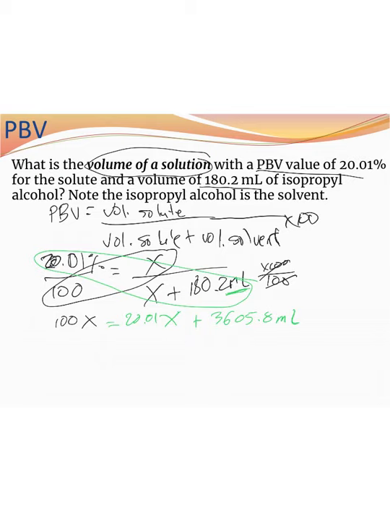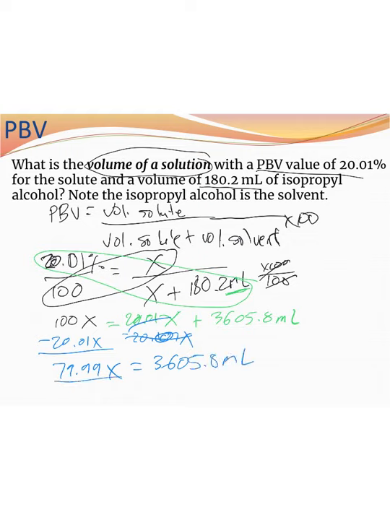So now I want to combine the like terms. In this case, both of the like terms have X in it. So I subtract 20.01 X on this side to get rid of it. And whatever I do on one side, I do onto the other side. So when I do that, I get 79.99X equal 3605.